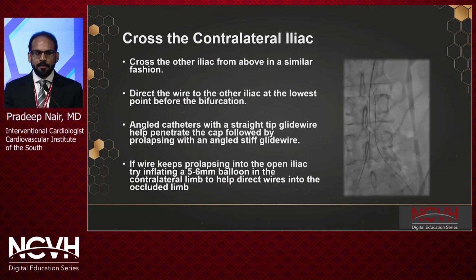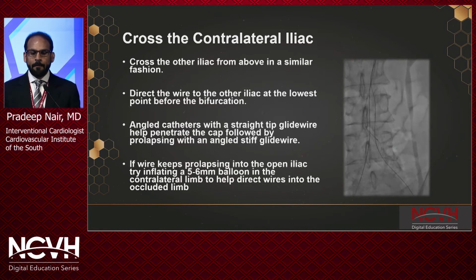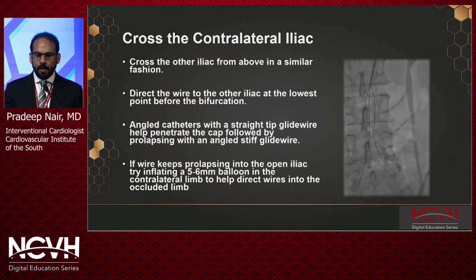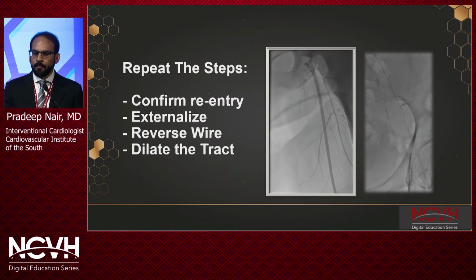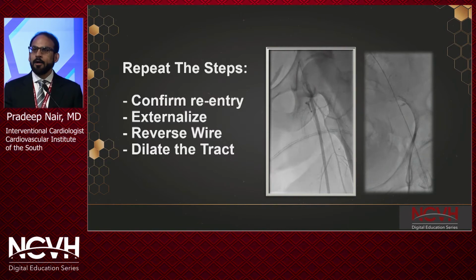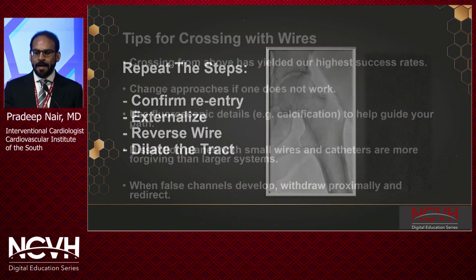We use angled catheters with a straight tip glide wire to help penetrate the cap, followed by prolapsing the wire with an angled stiff glide wire. You repeat the steps: confirm re-entry, externalize the wire, reverse the wire, and dilate the tract.